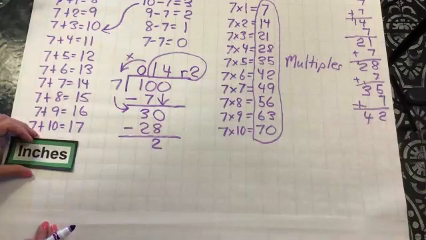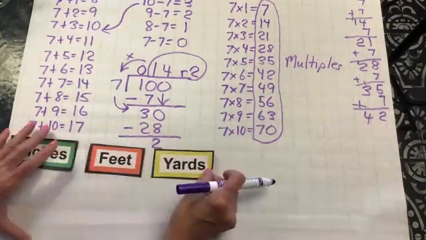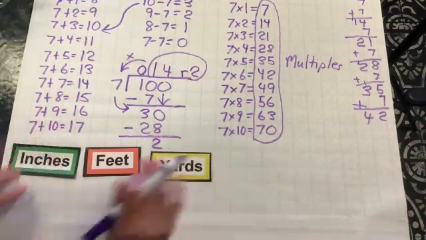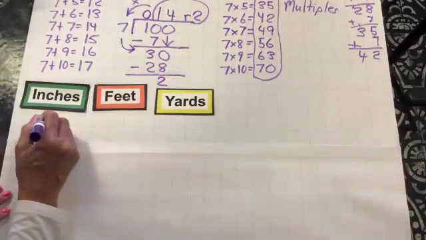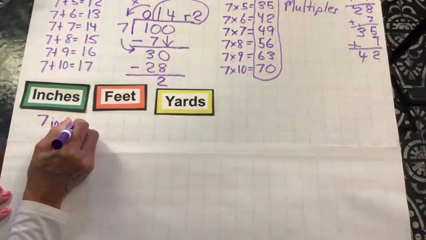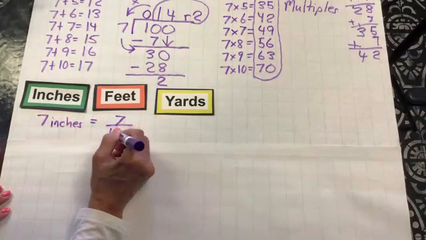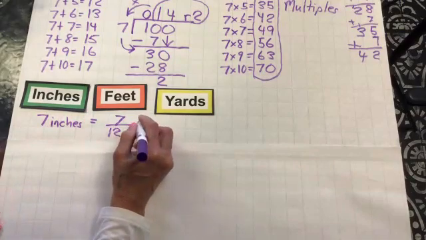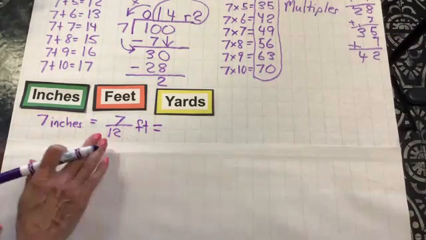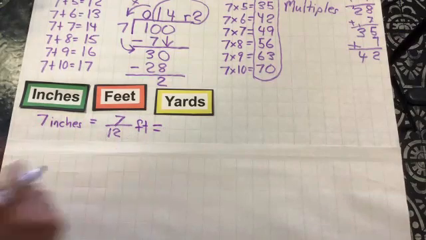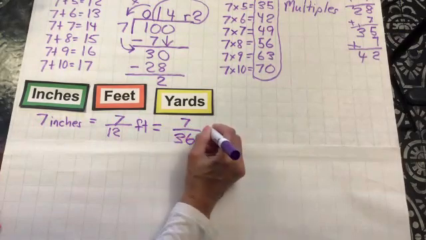Silly me. Inches, feet and yards. So if we have, I'm going to move this up. If we have 7 inches, that is 7 out of 12, or 7/12 of a foot, because it takes 12 inches to make a foot. And that would be 7 out of 36 inches that make a yard.